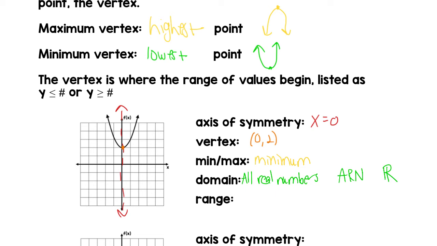The range, like I said, we're going to use our vertex in this case. We're always going to have y in our range, and then the y value of the vertex. Now, when I look at the parabola, are the rest of my parabola above 2 or below 2? They are above 2. So above means their values will be greater than. So y greater than or equal to 2. The y value of the vertex, if it's a minimum, it's going to be greater than or equal to. If it's a maximum, less than or equal to.